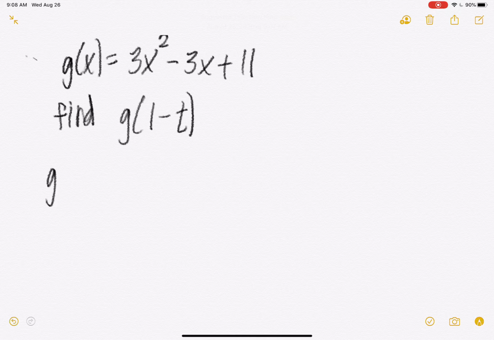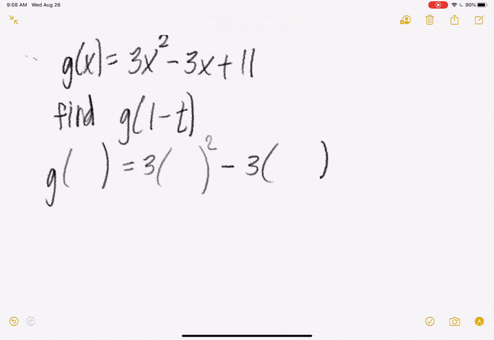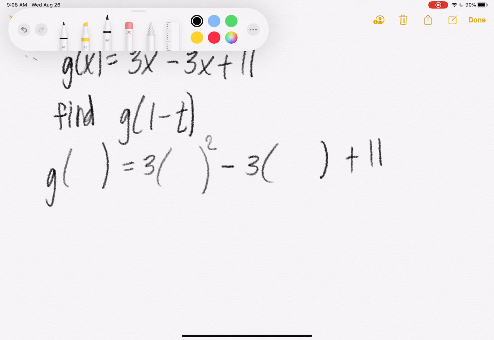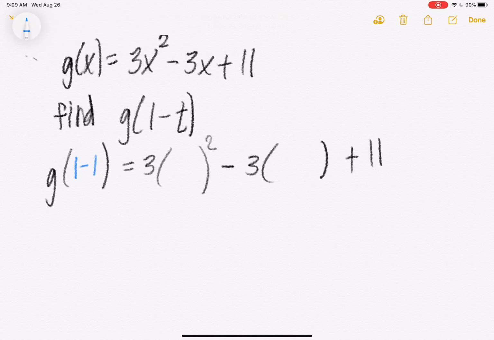So g of x, instead of writing what g of x is, I'm going to just write g of something. Where that x was at, I'm just going to put parentheses there. I'm going to leave it off, okay? So g of something is 3 times something squared, minus 3 times something plus 11. Well, in this case, that something is going to be 1 minus t, right? So I'm going to put that 1 minus t in wherever I was saying something. Well, that's where x was at, right? So everywhere there's those open parentheses where x was at, I'm just going to put 1 minus t there.